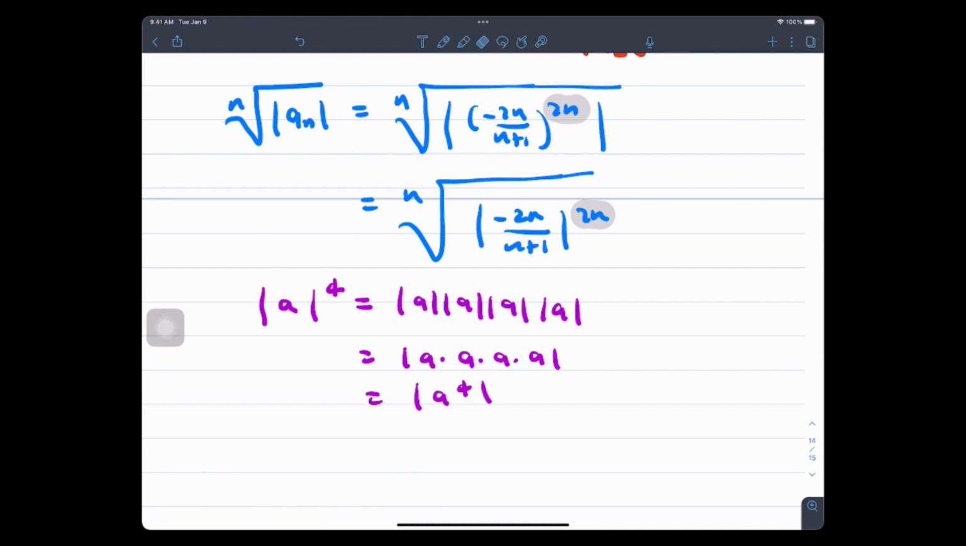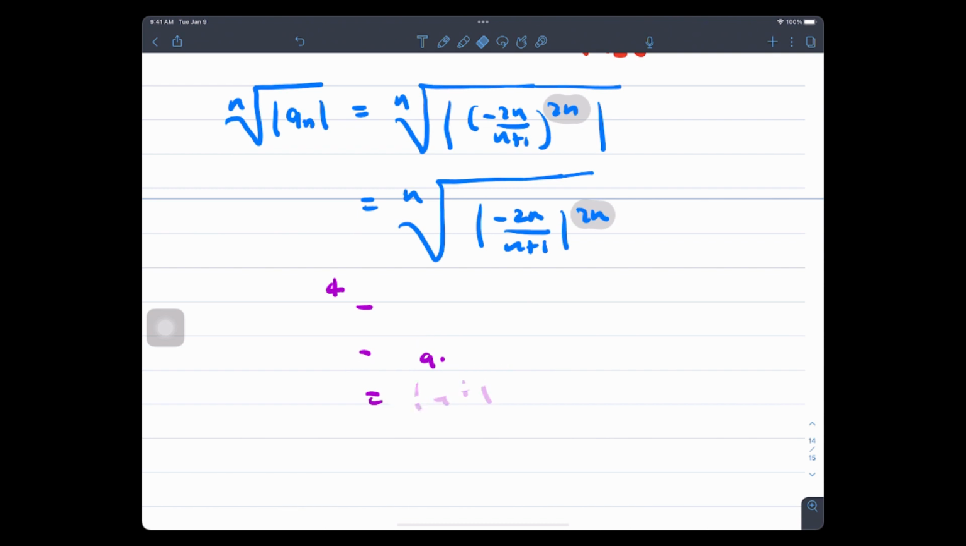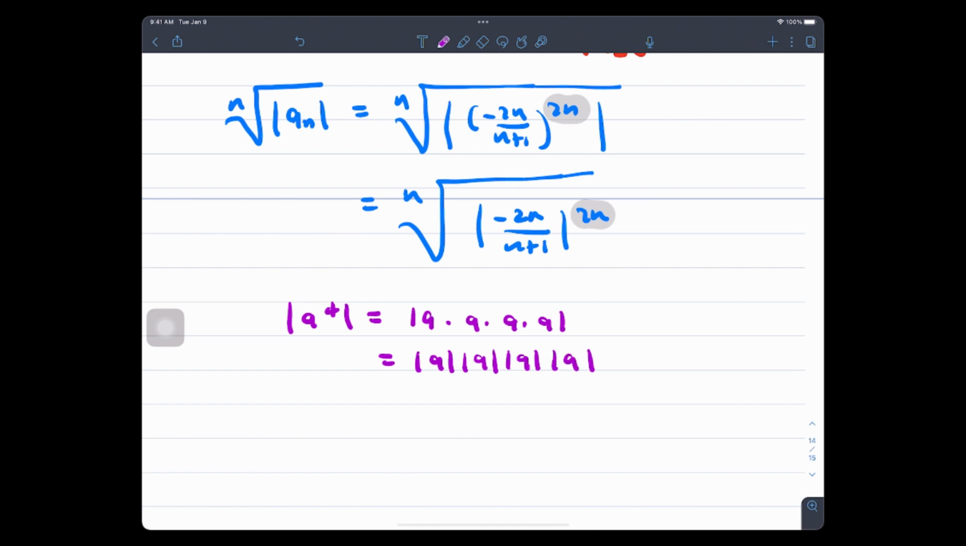Oops. Let me do this. Sorry, I did it backwards. Let me show you the algebra this way. I apologize. If you have the absolute value of a to the fourth, the absolute value is outside in that way. This is a product rule of absolute values. That's absolute value of a to the what? Fourth. This is my point.